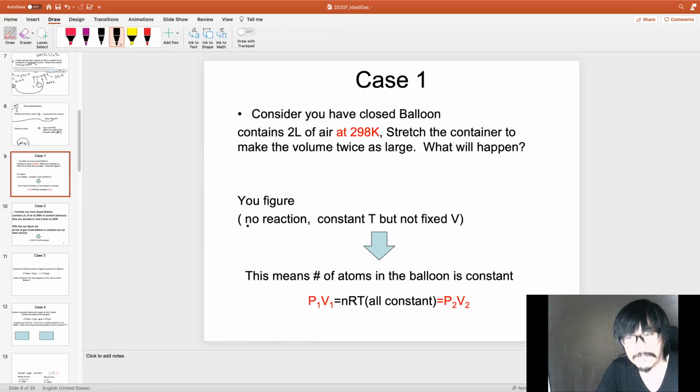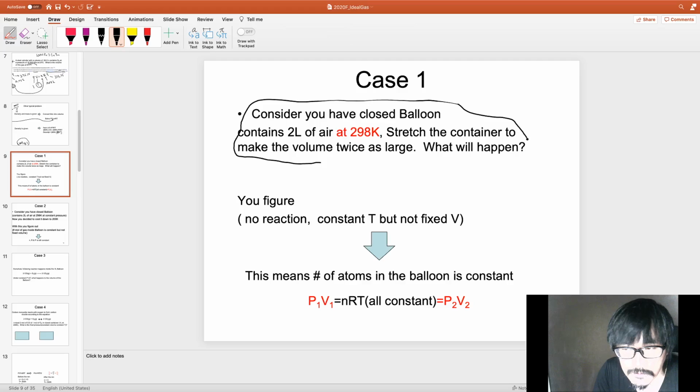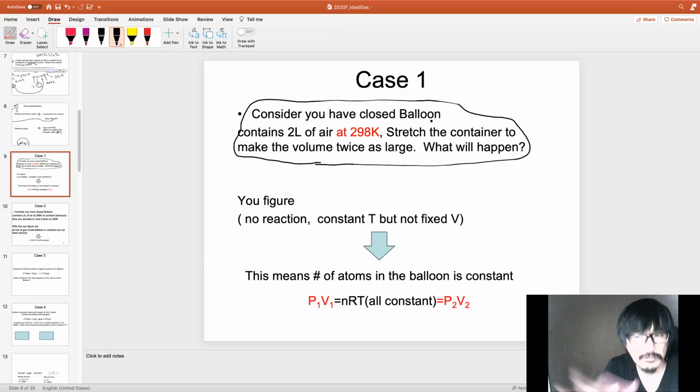All right, so that was case one for the ideal gas. And then the next one is that sometimes not all the information is given. For these types of problems, you just have to be good at reading the problem. So let me read this problem right here. Consider you have a closed balloon. The balloon can actually change size, and initially contains 2 liters of air at 298 K. So initially it started out with 2 liters of air at 298 K.